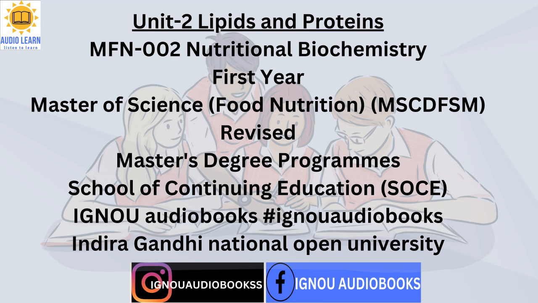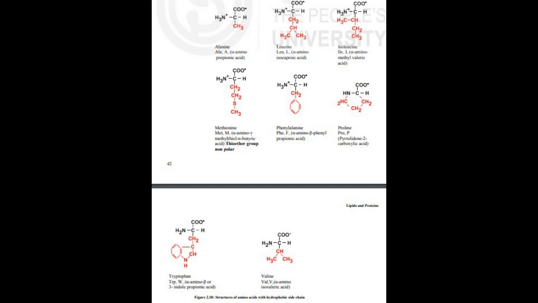With a basic introduction to proteins and nucleic acids, let us get to know more about amino acids, proteins and nucleic acid with respect to their structure, classification and properties. We shall begin with amino acids. 2.6 Amino acids, structure, classification and properties. Amino acids are the building blocks of proteins.